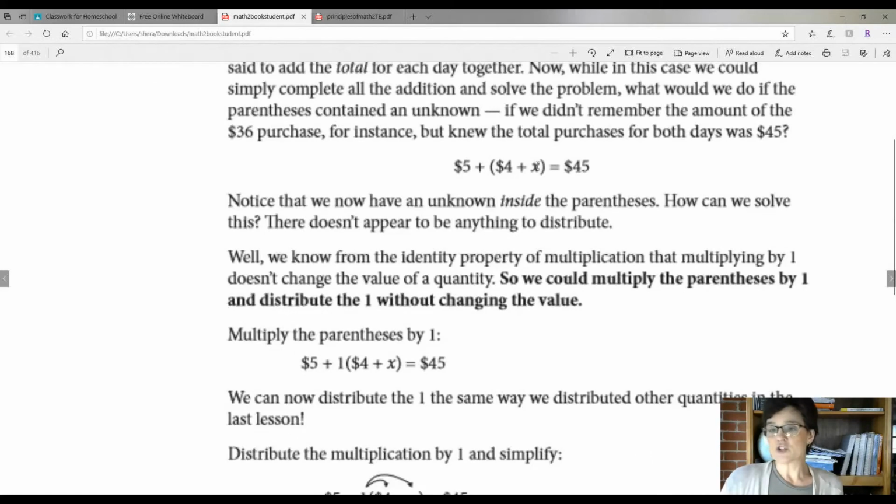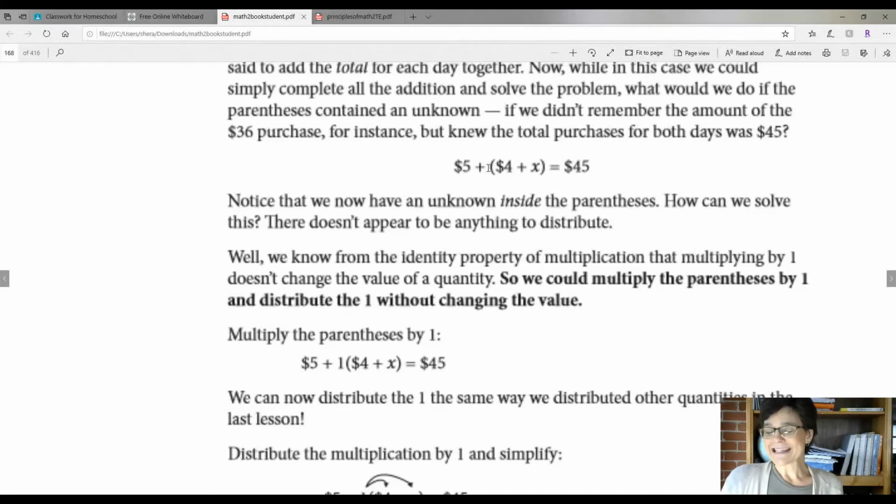Okay, you think, oh, I'll just distribute, but hold on a minute. You can't distribute because there's nothing to distribute here. This is 5. You can't do it with 5 because this is 5 plus. This is not 5 times. So there's nothing here. That's what we're working on today.